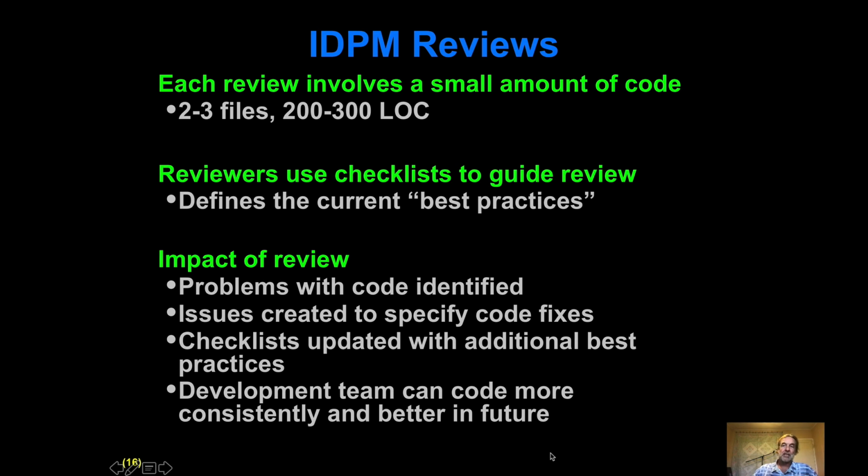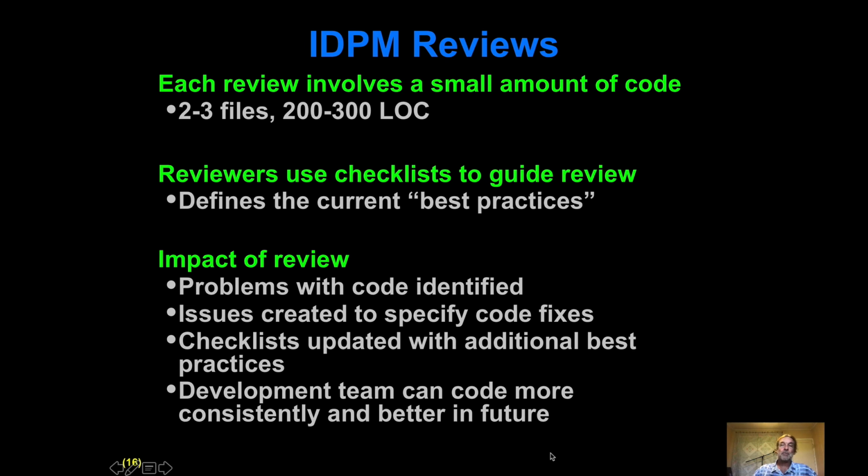So what we're going to do in our process is for each review session, it's going to involve a fairly small amount of code, a couple, 3 files, 200-300 lines of code. The idea is that we don't want you to have to spend more than about an hour preparing for the review. And in order to make sure that's true, it should be a small amount of code. And when you go in, there's always going to be checklists that will be specified that help you understand what it is you should be looking for. Okay? And then once you get done with the review, yes, hopefully there'll be some problems with the code that have been identified to make it better.